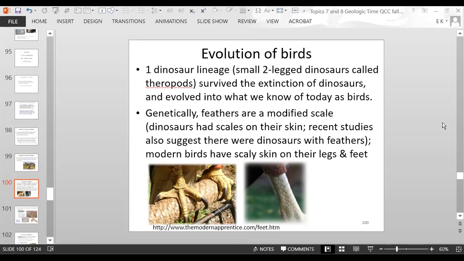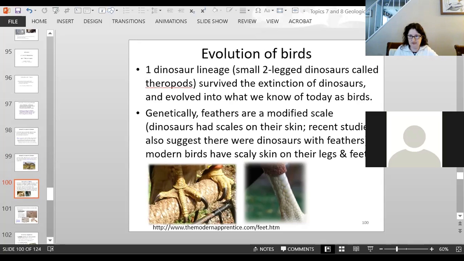So actually, not every single dinosaur went extinct. We had this one group of dinosaurs that did not go extinct. And they evolved into modern day birds. So that's pretty cool. That's like a new discovery, actually. It's a pretty modern new discovery.